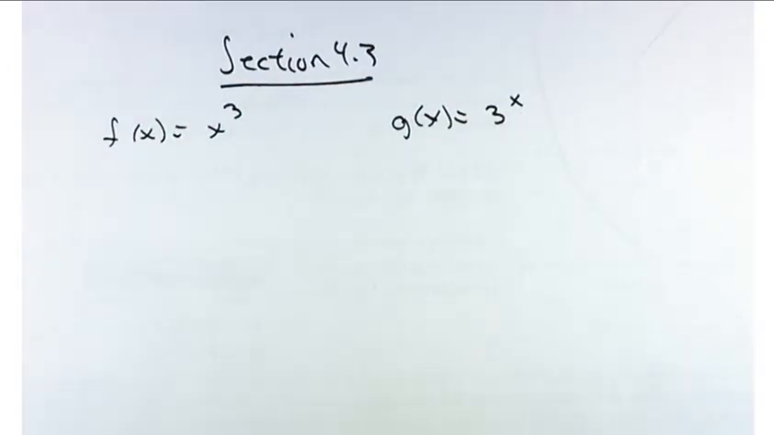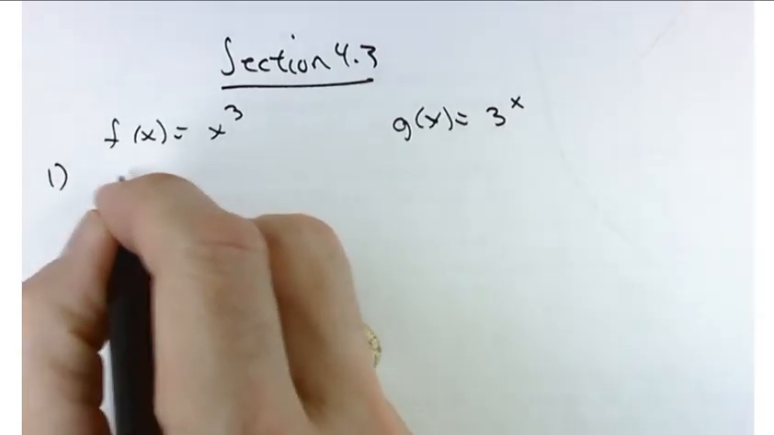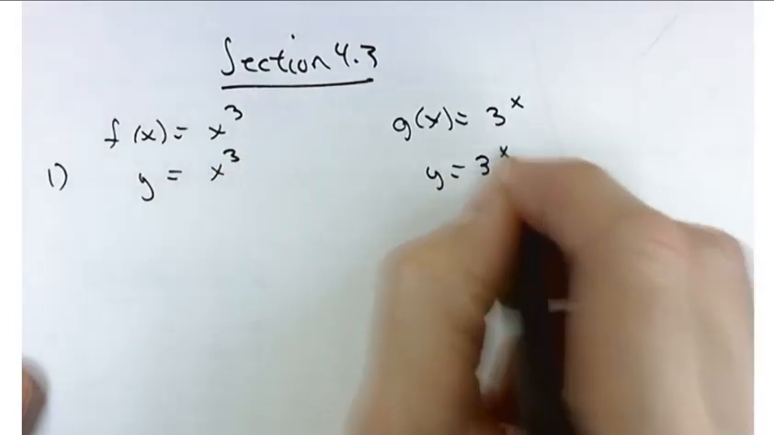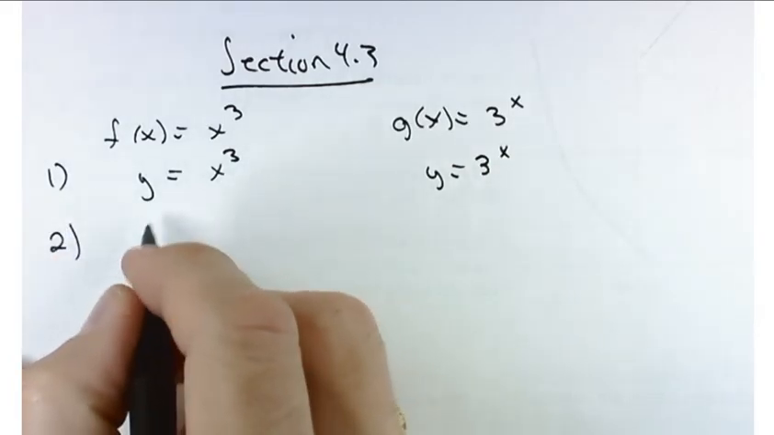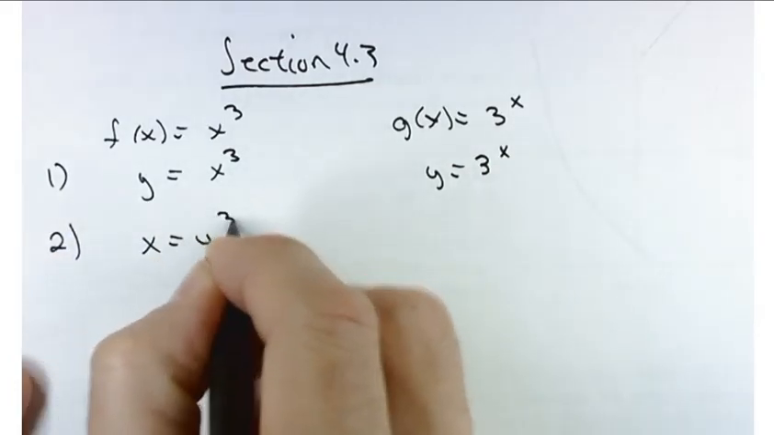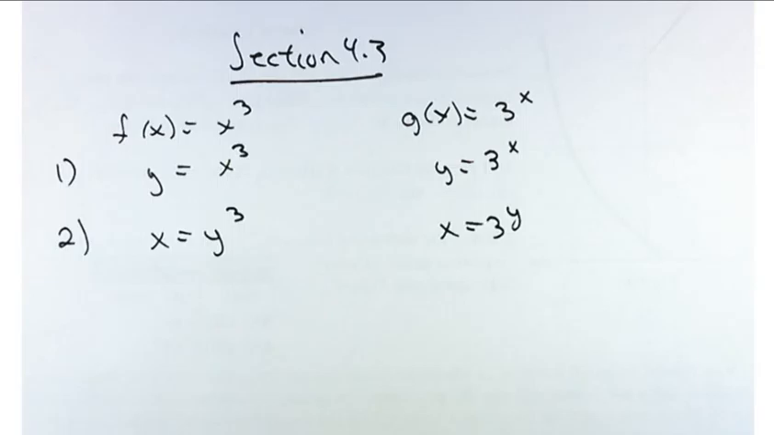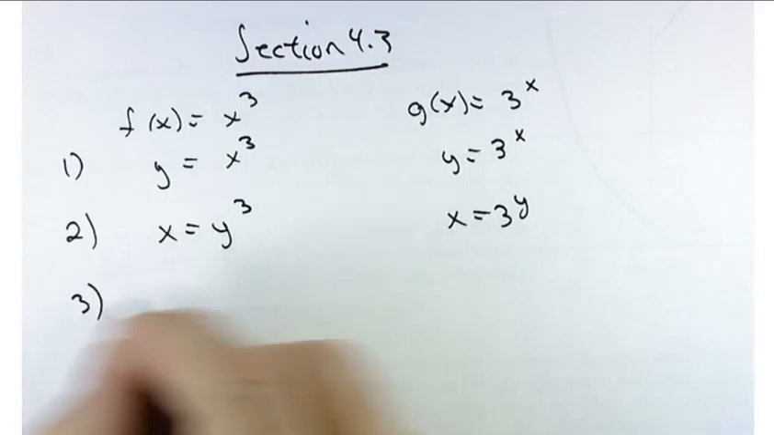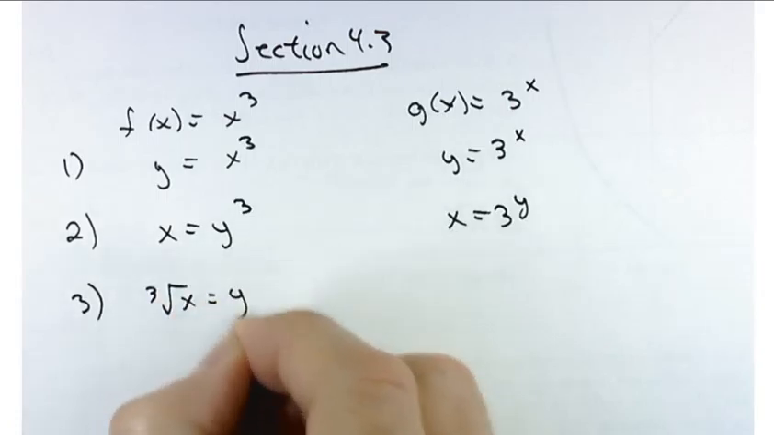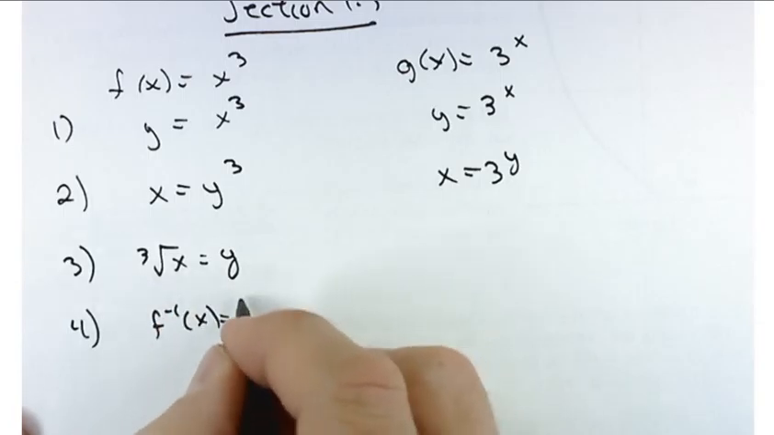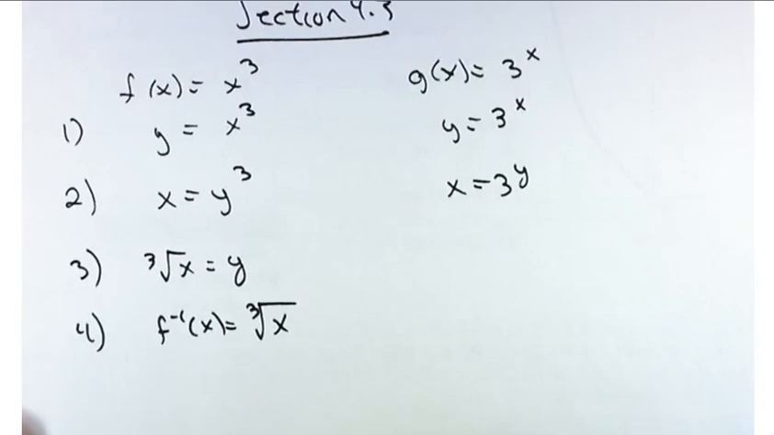Now in both cases we can find the inverse of these functions. So the first step in finding the inverse is to replace the function by y. So y equals x cubed or y equals 3 to the x. Second step is to interchange x and y. And so far things are looking pretty good. What happens next? What do we do next? Solve for y. Good, so in this case over here I get the cube root of x equals y, or better yet, f inverse of x equals the cube root of x. So there we go. We've got the inverse of f.